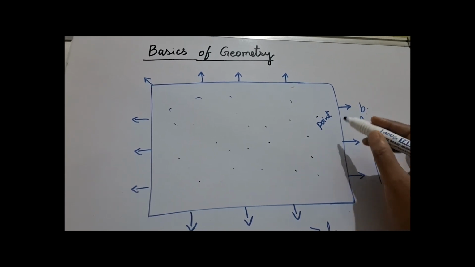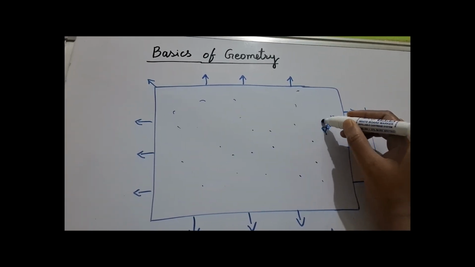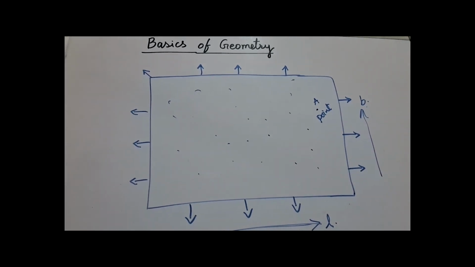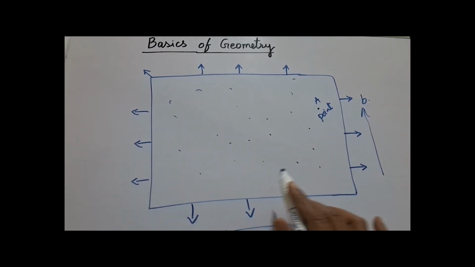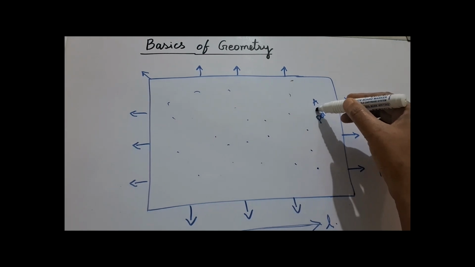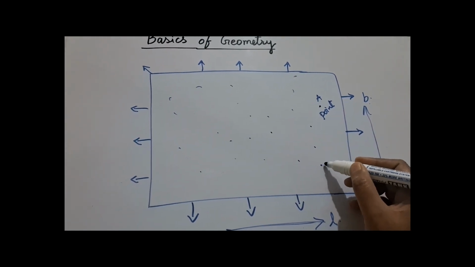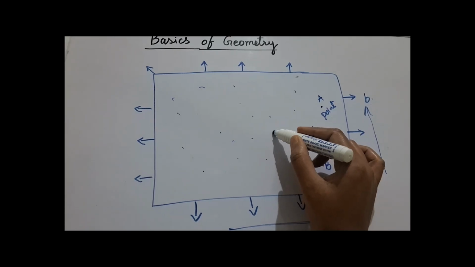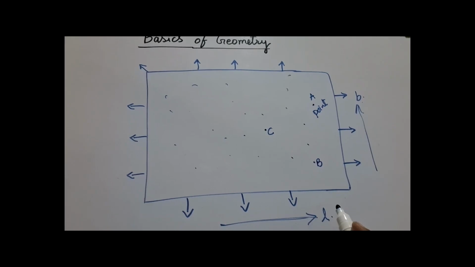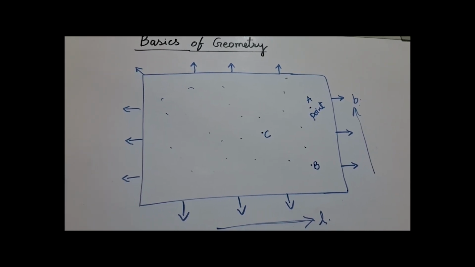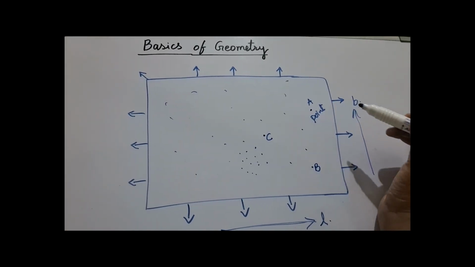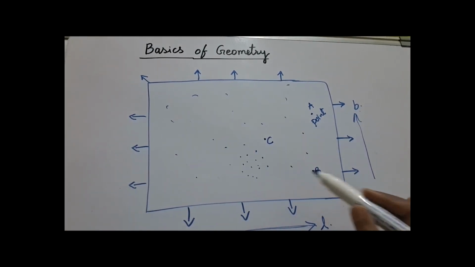Now this point we represent with capital letters like A. So any point can be named with capital letters. Suppose this point we have named as A. This point can be named as B. This point can be named as C, and so on. From A to Z, capital letters we can use. So a point can be defined as a location on a plane.